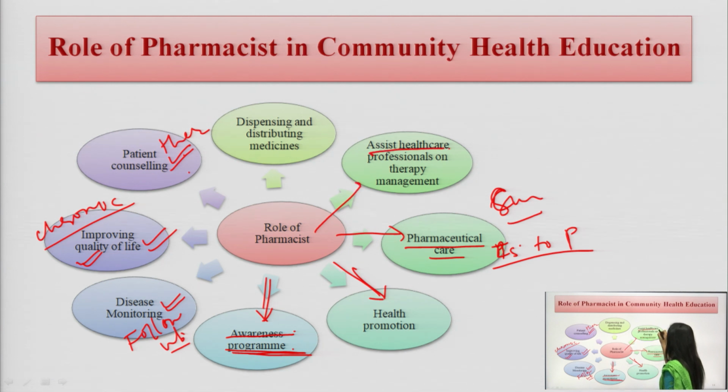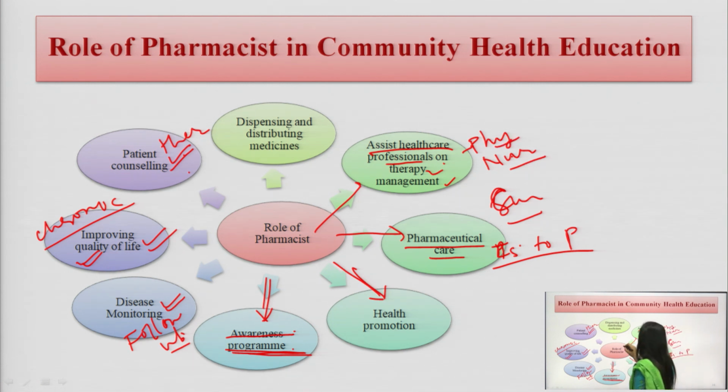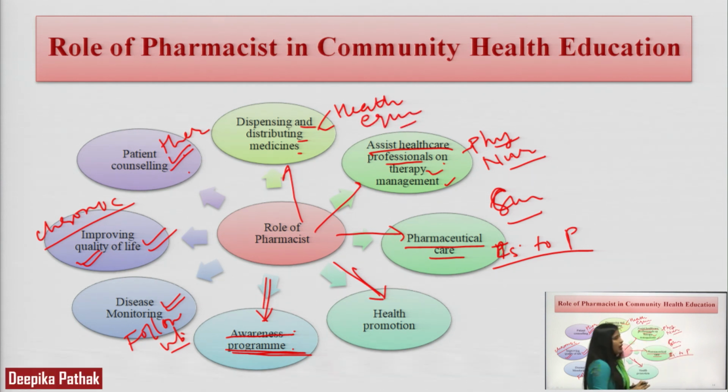Another is assisting healthcare professionals on therapy management. How are they assisting? Of course, they assist the physicians and the nurses, on how to administer the drug and which new therapy is available. Then there is dispensing and distribution of medicines. Medicine should be distributed in an equal manner. There should be health equity, which we have been discussing from the previous slides. So this is all about how they are giving information and helping in community health education.